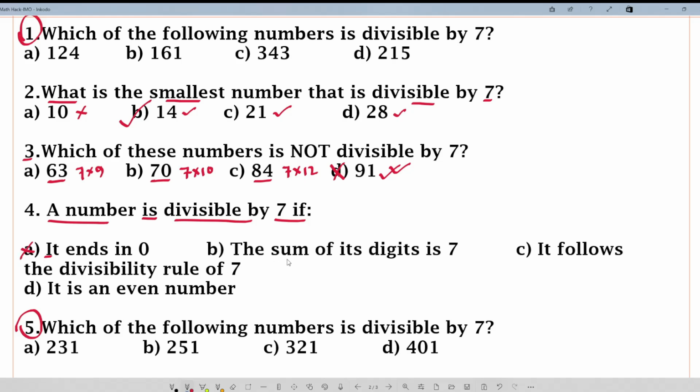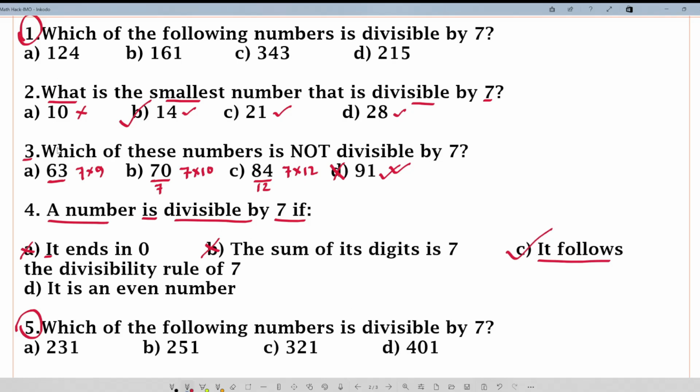Option B, the sum of its digits is 7. It also doesn't matter. Look, 7 plus 0 will be 7, but 8 plus 4 will be 12. So the sum of its digits being 7 is not a rule. So option B we cannot take. Option C, it follows the divisibility rule of 7. Yes, this is the correct answer.